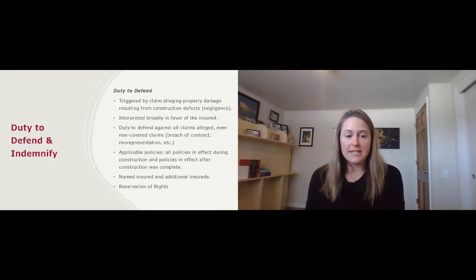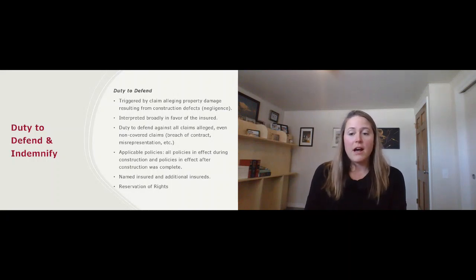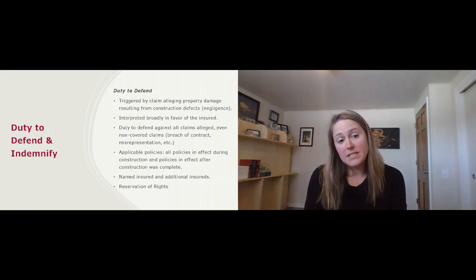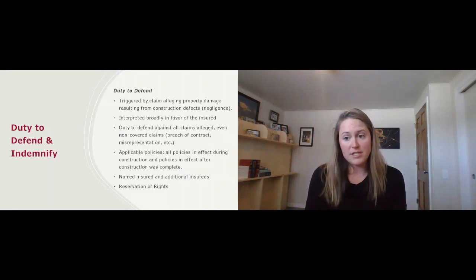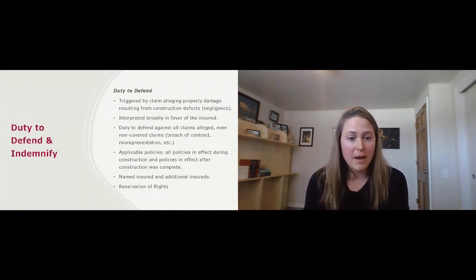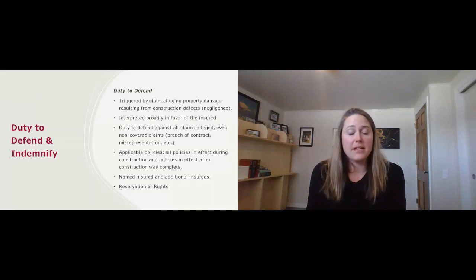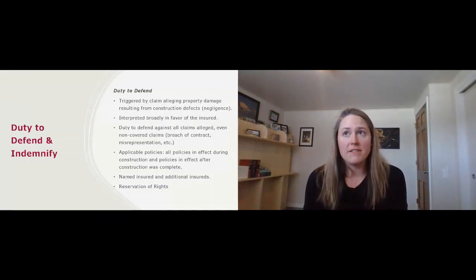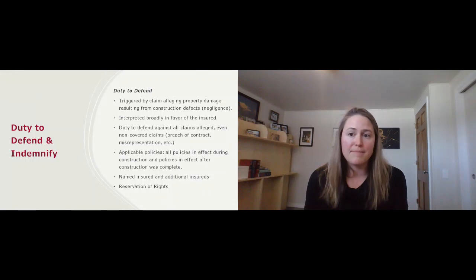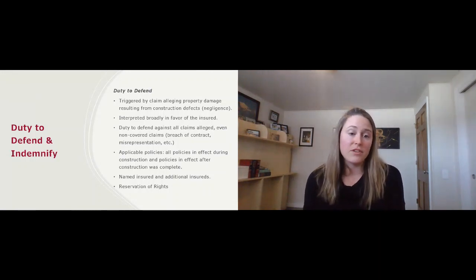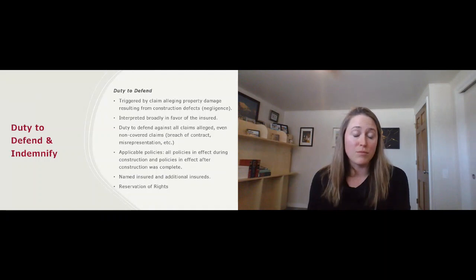The duty to defend is something legally that's interpreted broadly in favor of the insured. So in your favor as a contractor with insurance, meaning that when you demand a defense from your insurance company, most of the time, if there's any possible way that you could argue that it's triggered by what's happening to you, by the claim being made, then the insurance company must err on the side of providing your defense. There are big penalties for the insurance carrier if they deny you a defense wrongfully.